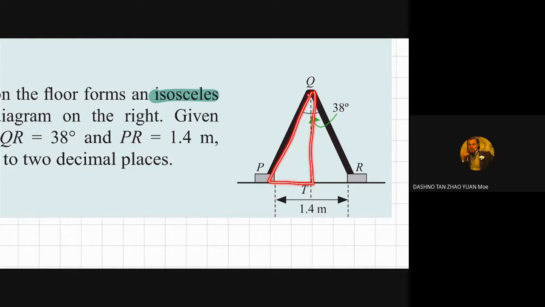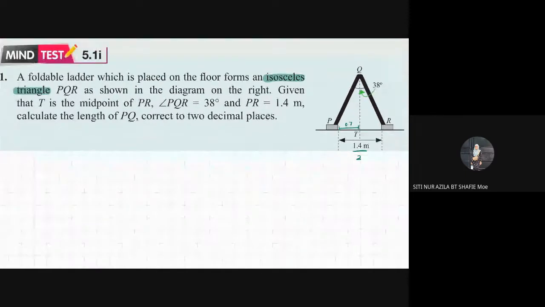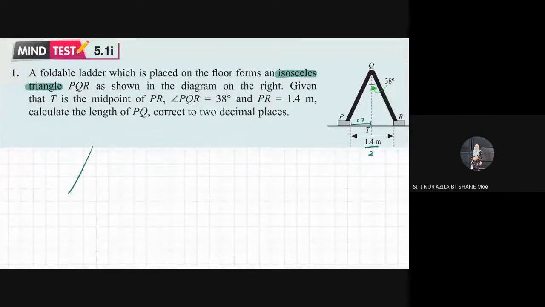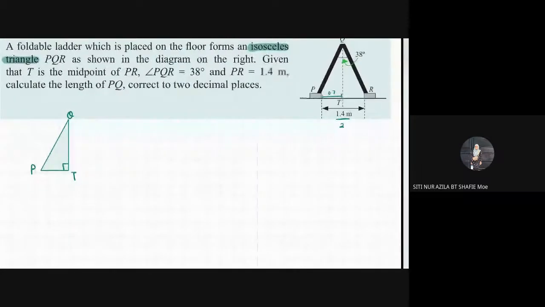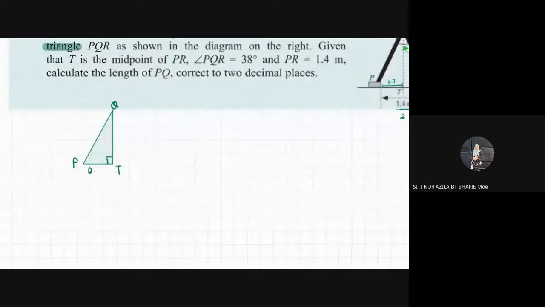And then the base PT became 0.7. Divide by 2. Correct. Thank you. So, you divide 1.4 by 2, then you will get PT, the base, is equal to 0.7. I'm going to draw this right angle triangle first. We have P, Q, and T, your 90 degree. PT is 0.7.